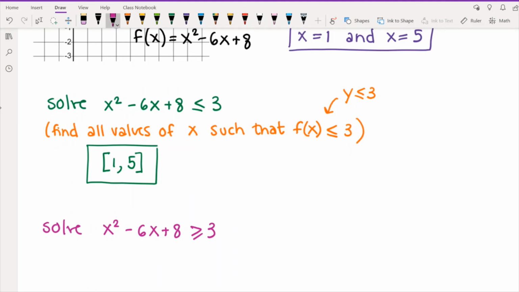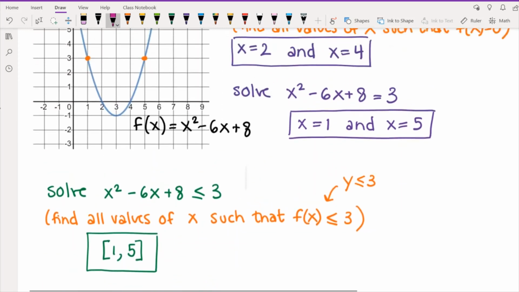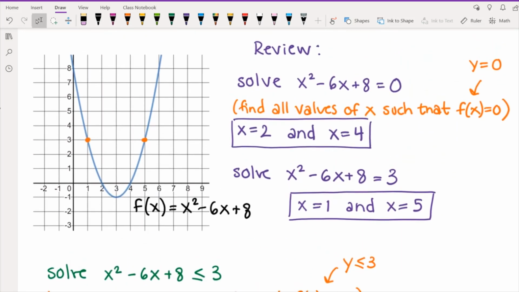Right, so I'm not going to write down this orange sentence again, but it's the same idea. Find all values of x such that f of x is now greater than or equal to 3. So we need to highlight the part of the graph that lies above a y value of 3. So that's going to happen here and here. These are the parts of the graph that lie above a height of 3. Everything down here lies below a height of 3.